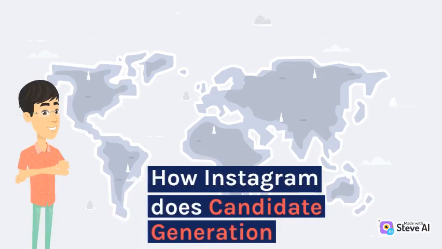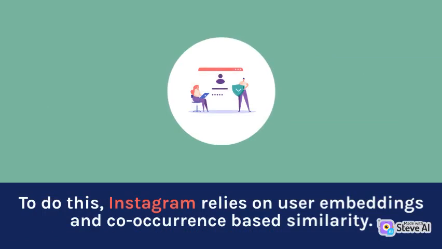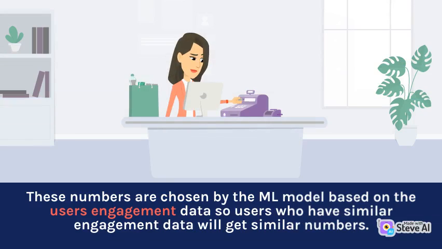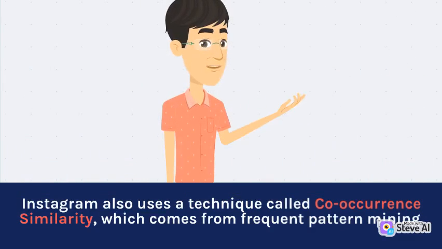How Instagram does candidate generation. To do this, Instagram relies on user embeddings and co-occurrence-based similarity. These numbers are chosen by the ML model based on the user's engagement data, so users who have similar engagement data will get similar numbers. Instagram also uses a technique called co-occurrence similarity, which comes from frequent pattern mining.